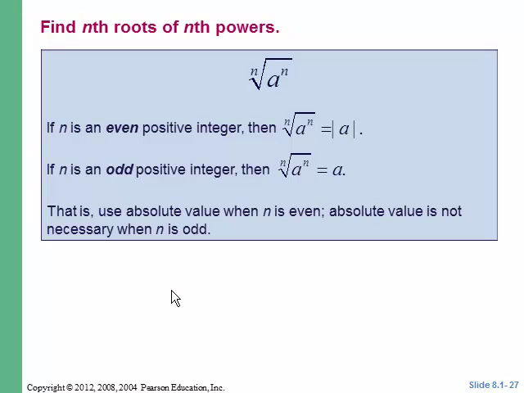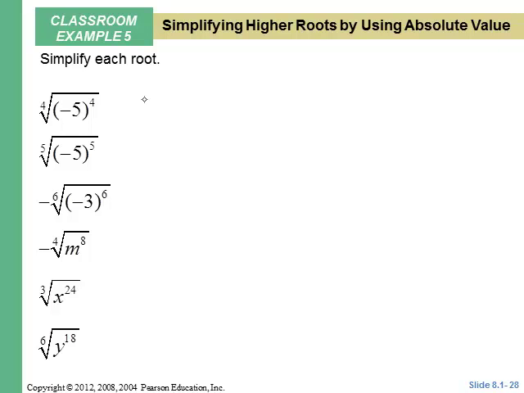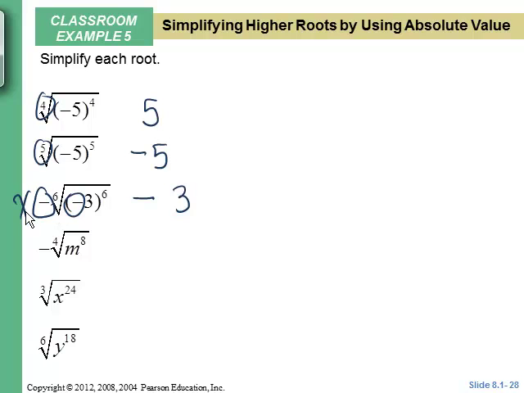Next. The nth root of anything to the nth is always going to be that number if the root is odd, or the positive of it if the root is even. So in this case, it'll be positive 5 because it's even. It'll be negative 5 because this is odd. It'll be negative 3, not because of this negative, but because of this. Remember, that's like x minus that. It's going to be the negative of that.